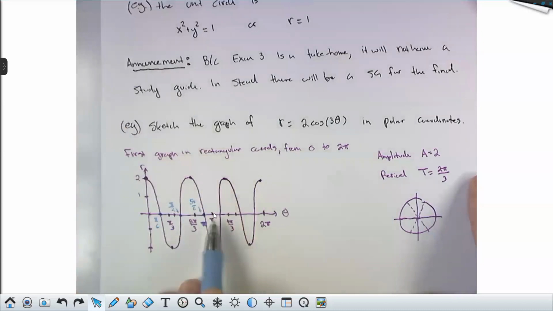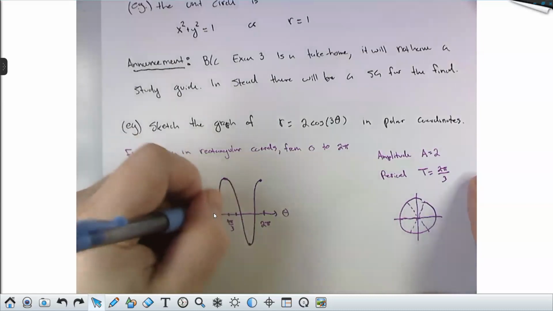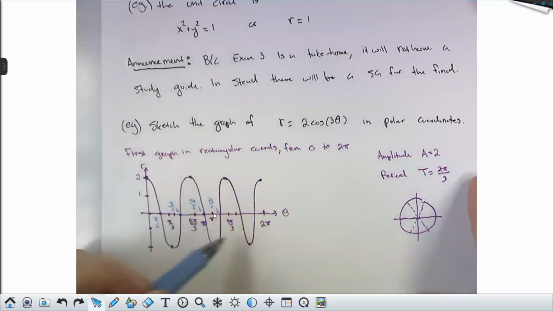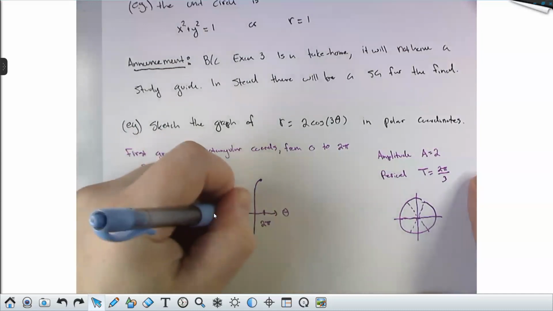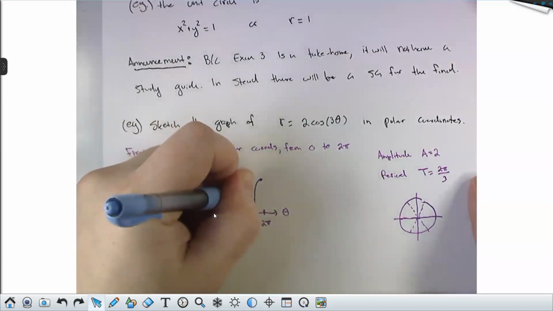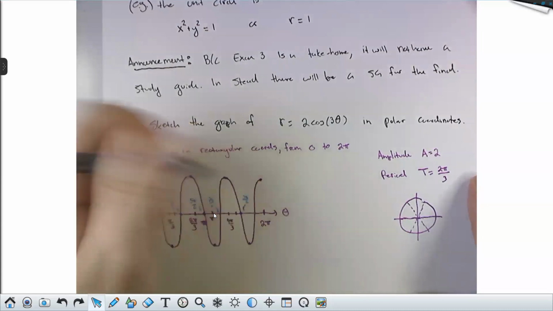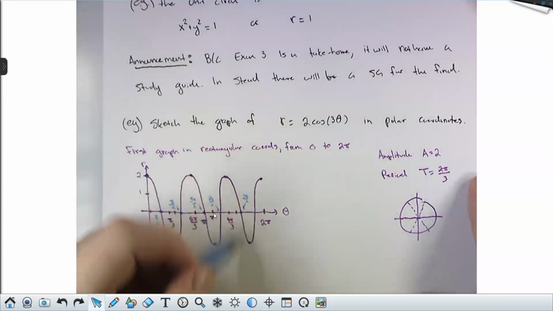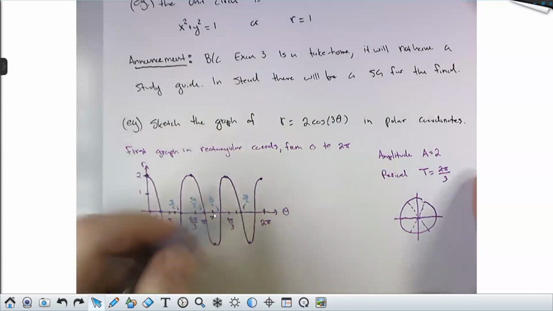6 pi over 6, which is pi. 7 pi over 6. 8 pi over 6, which is 4 pi over 3. So it'd be 9 pi over 6, which is, divide top and bottom by 3, 3 pi over 2. 10 pi over 6. And then 12 pi over 6 is 2 pi.